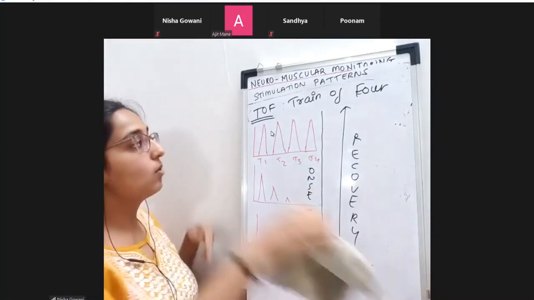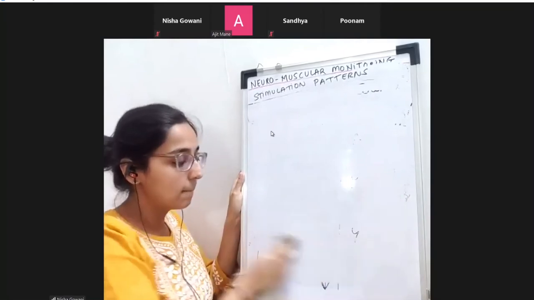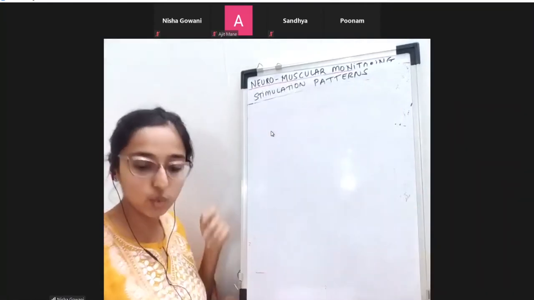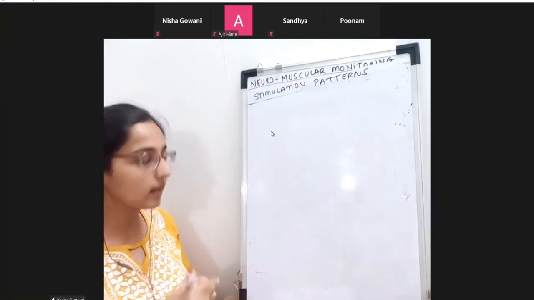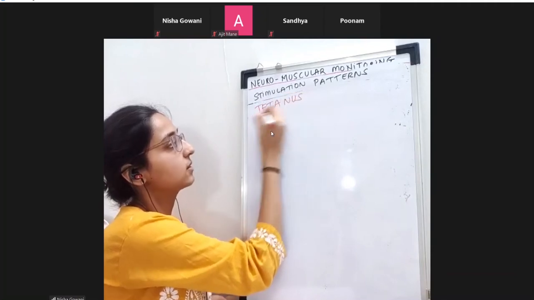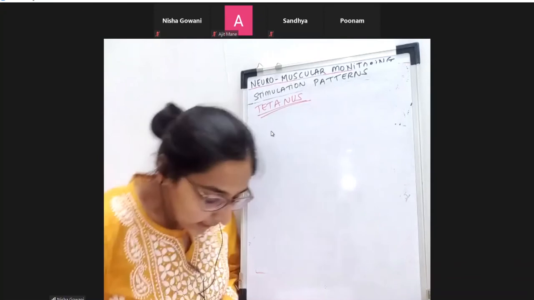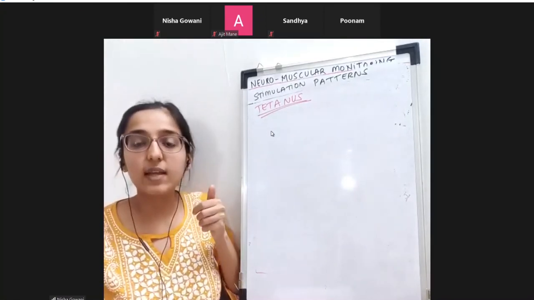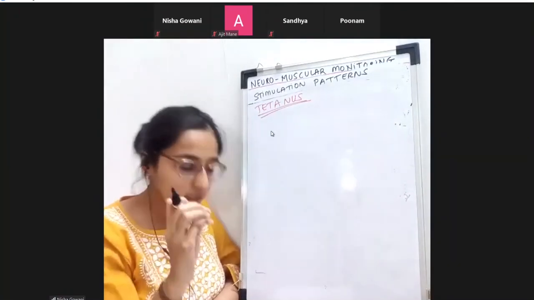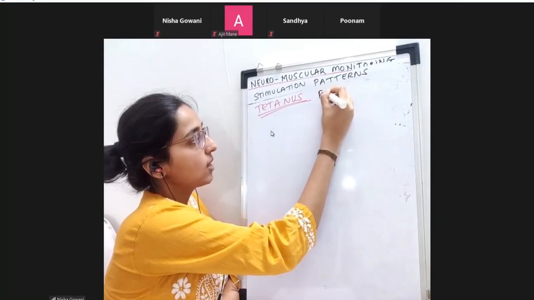Okay. Now we'll go to tetanus. So you remember the third button on that machine was something known as TET, that photo which I showed you. There was a button called TET, which stands for tetanus. So tetanus is what? It is a stimulus which is given very rapidly. If I'm going to give a current, that current will be given at a frequency of how much?